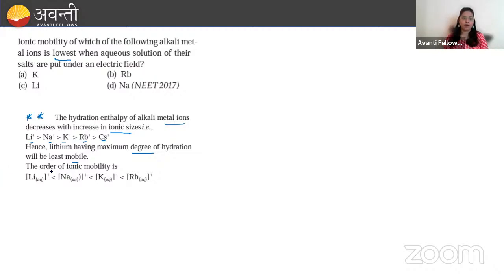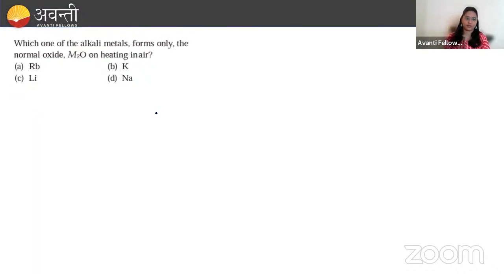So when we talk about the order of ionic mobility in the solution, rubidium will be highest and lithium will be least. So your answer will be what? Lithium. That is option C. Any doubt in this? Yeah, let's move on to the next question.